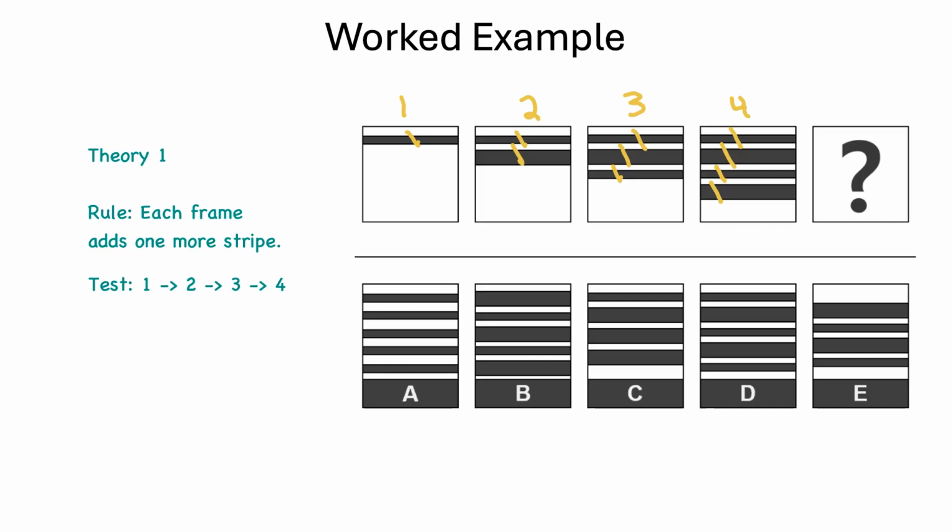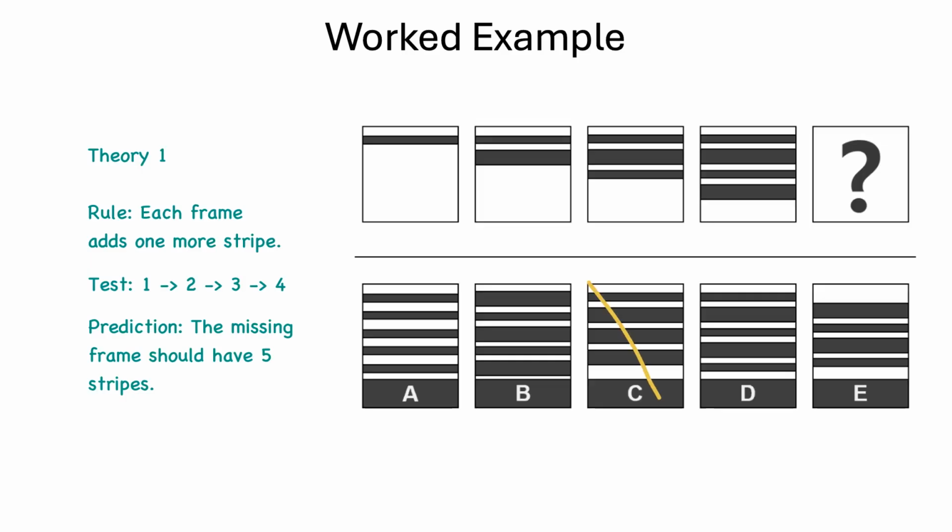We conducted the test, and therefore our prediction would be that this missing frame 5 should have 5 stripes. So with that, we can take a look at our answer options and see which ones have 5 stripes and which ones have more or less. And we see that answer options C and E, both of them have 4 stripes.